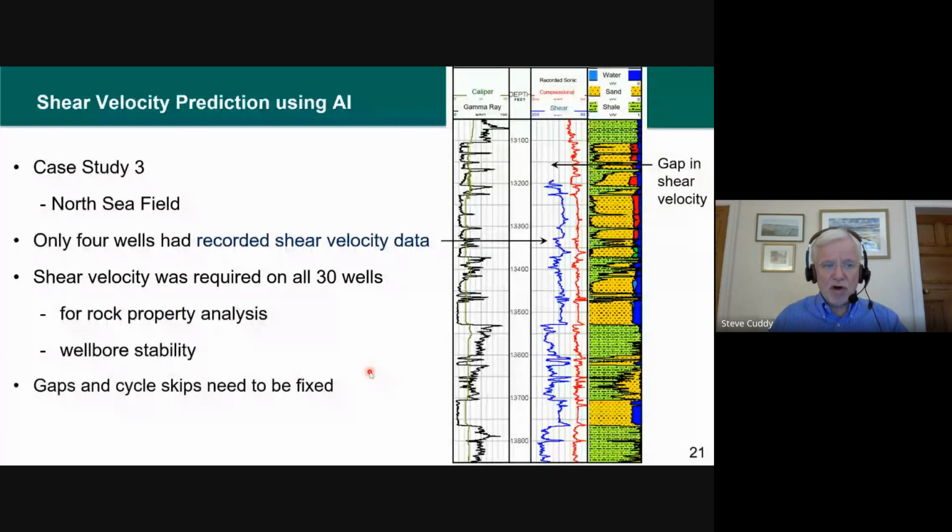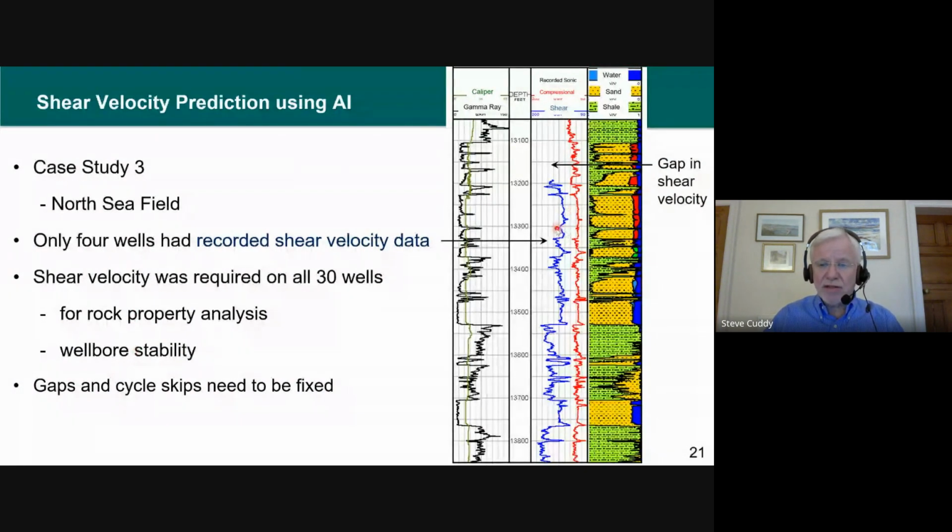This is the 3rd case study. It's a North Sea field which contains 30 wells with conventional log data, like the gamma ray and the density neutron. In addition, we've got the compressional sonic shown in red in the center track, but also we've got a shear log, which is more difficult and more expensive to acquire. Only 4 wells had recorded shear data, but we required that information on all 30 wells, because shear data is very important for rock property analysis and wellbore stability for the driller.